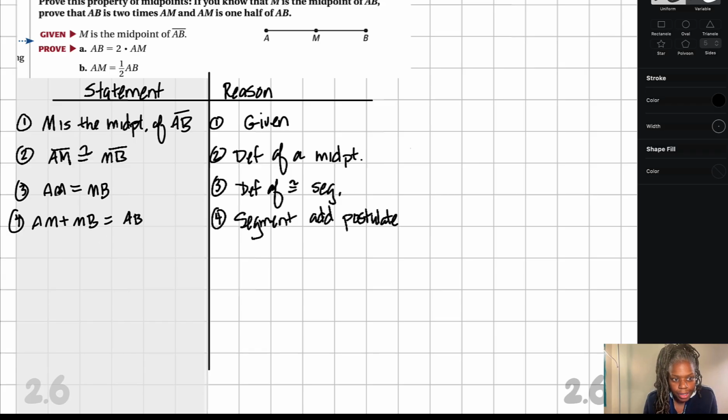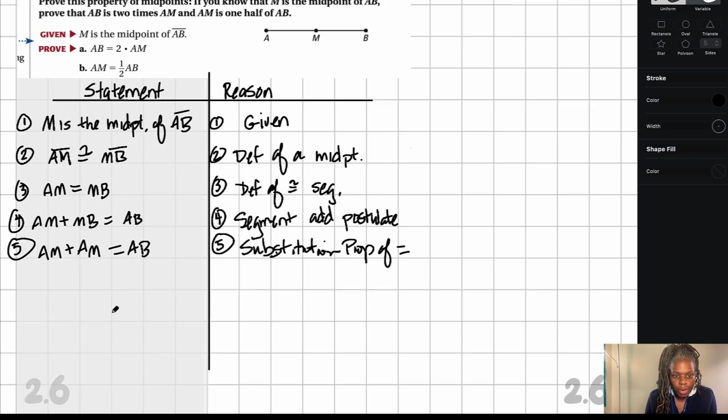Because look, I can substitute AM right here in for MB. So I'm going to use this for my line 5. Line 5 is going to be AM plus AM equals AB. Why can I say that? By substitution. Substitution property of equality. Okay, so now that I've got that, I can easily write this as 2 AMs is equal to AB, because I know that AM plus AM gives me 2 AMs. Why can I do that? That's again substitution property of equality.